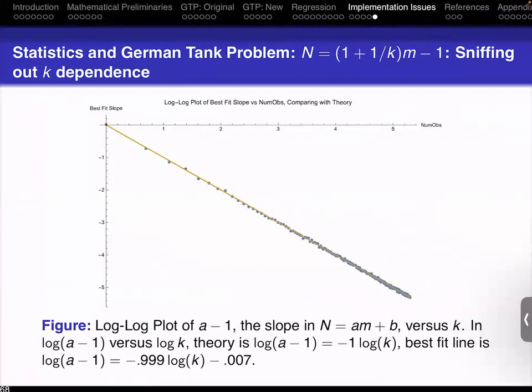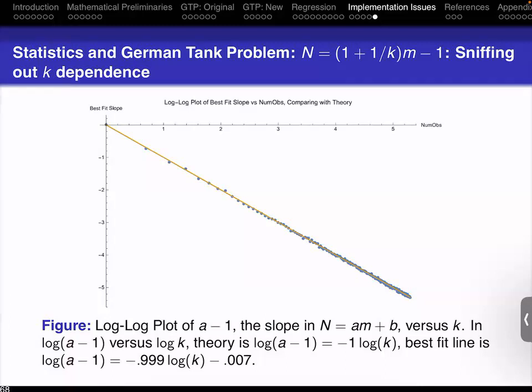So the x-axis is the number of observations. It's the value of k. And down here, we're plotting the log of a minus 1 versus the log of the number of observations. Why am I doing a minus 1? Well, we know the slope has to be at least 1. So in general, when you know some information, you can often throw it away. If I didn't want to do that, I would just be shifting things a little bit. So I'm plotting a minus 1.